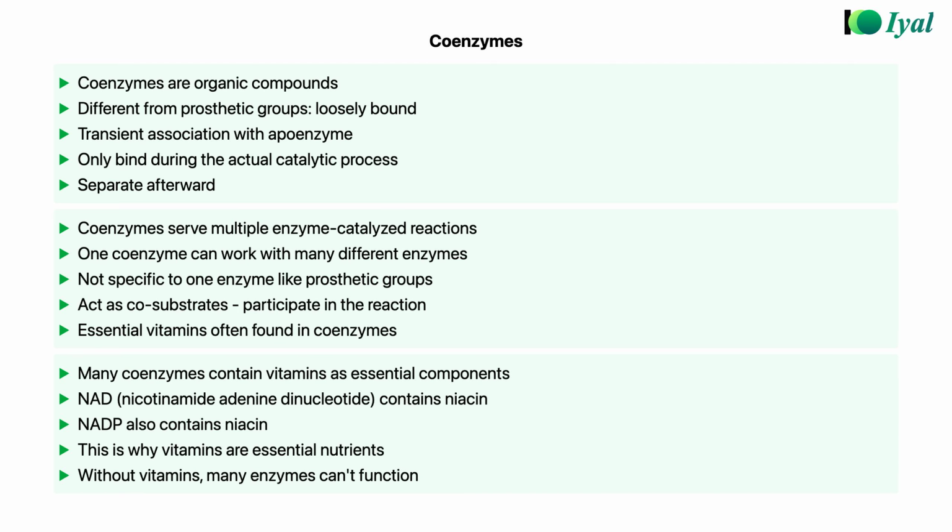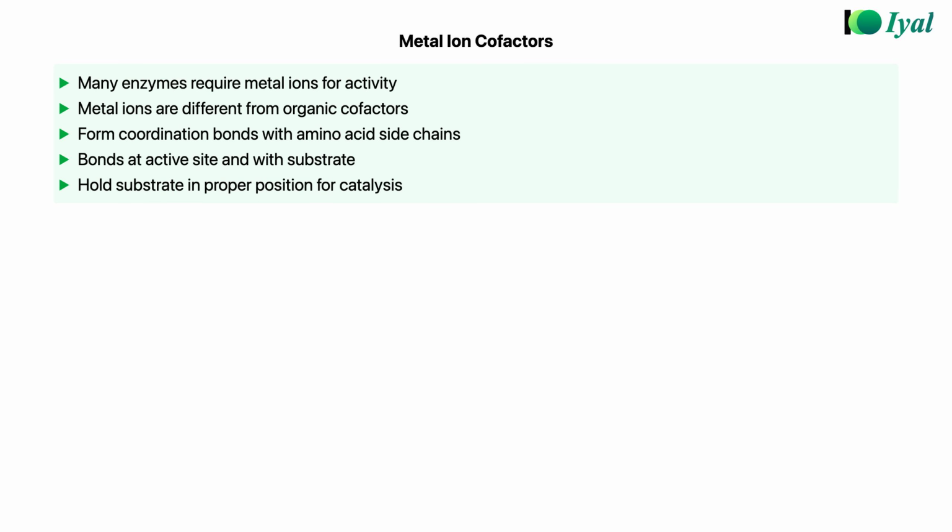Now here's crucial information. Many coenzymes have vitamins as essential components. NAD, nicotinamide adenine dinucleotide, contains niacin, a B vitamin. NADP also contains niacin. This is exactly why vitamins are essential in your diet. Without them, your enzymes can't function. You can't make these coenzymes. Your metabolism falls apart.